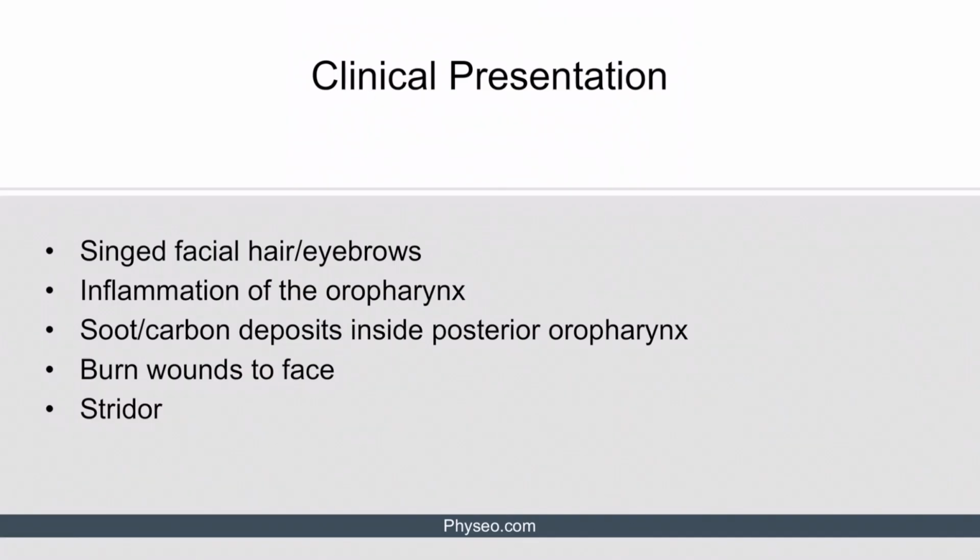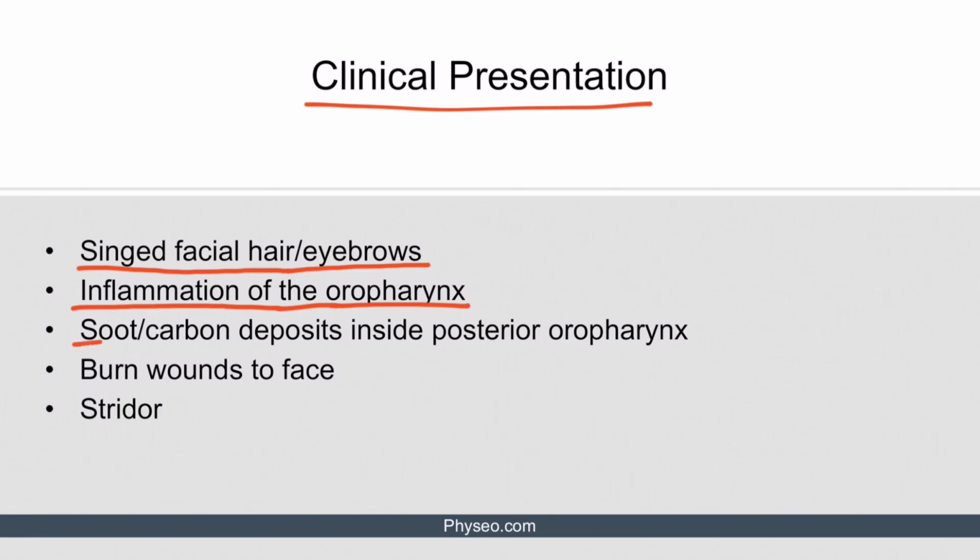Okay, on to the clinical presentation. The clinical presentation of these patients is distinct, and question stems often key in on the first 2 points listed on this slide. That is, patients will show singed facial hair or eyebrows with inflammation and even blistering of the oropharynx. So naturally, because you're worried about an inhalation injury, you're going to look inside their mouth, and you're going to be looking for inflammation and possibly blisters. In addition, there may be soot or carbon deposits inside the posterior oropharynx. Of course, burn wounds on the face can be seen given the mechanism of injury. Now finally, stridor may be present, particularly if the supraglottic airway compromise mentioned earlier has already occurred.